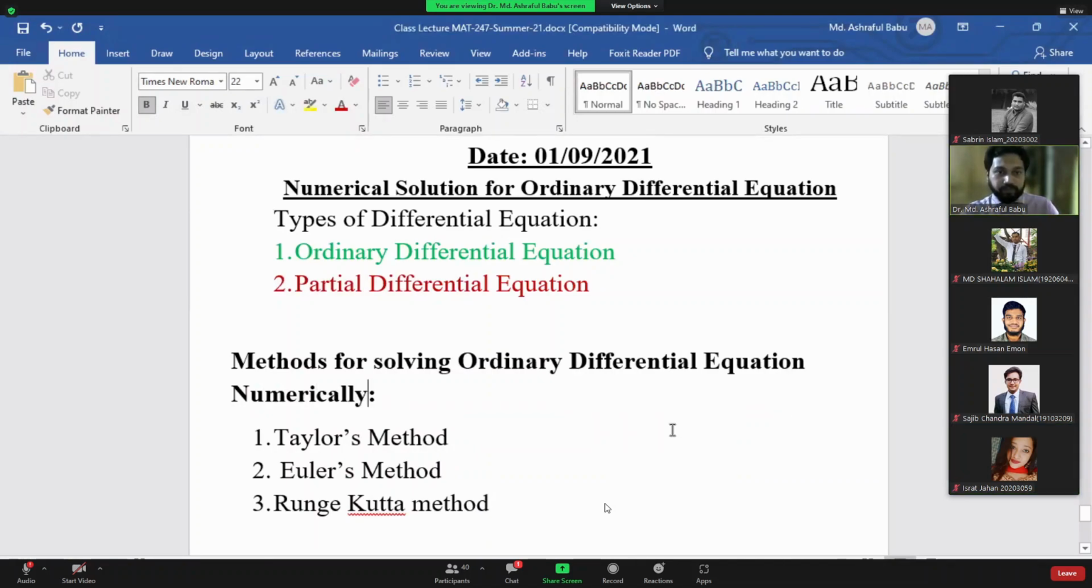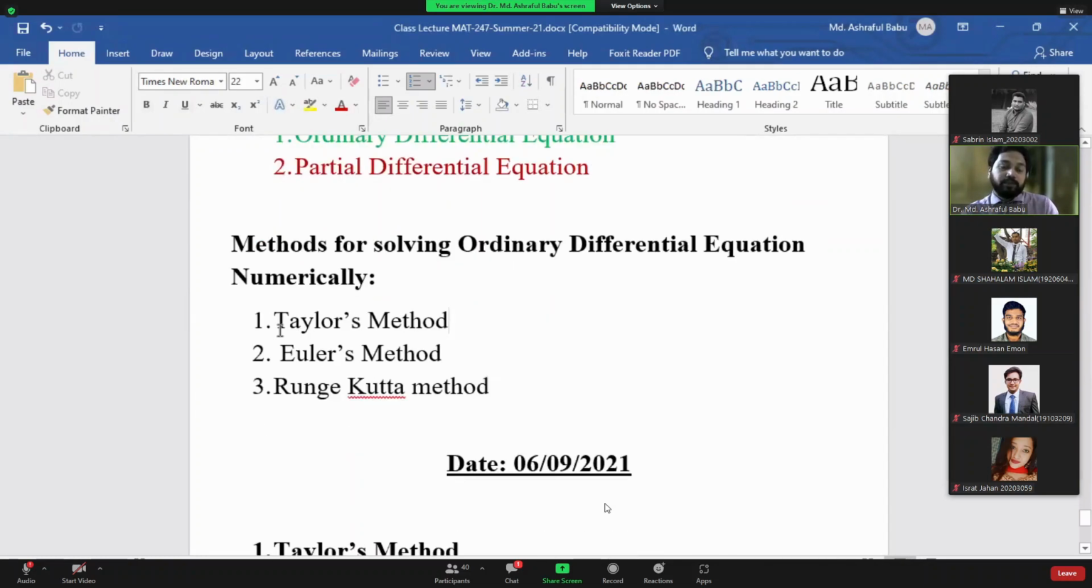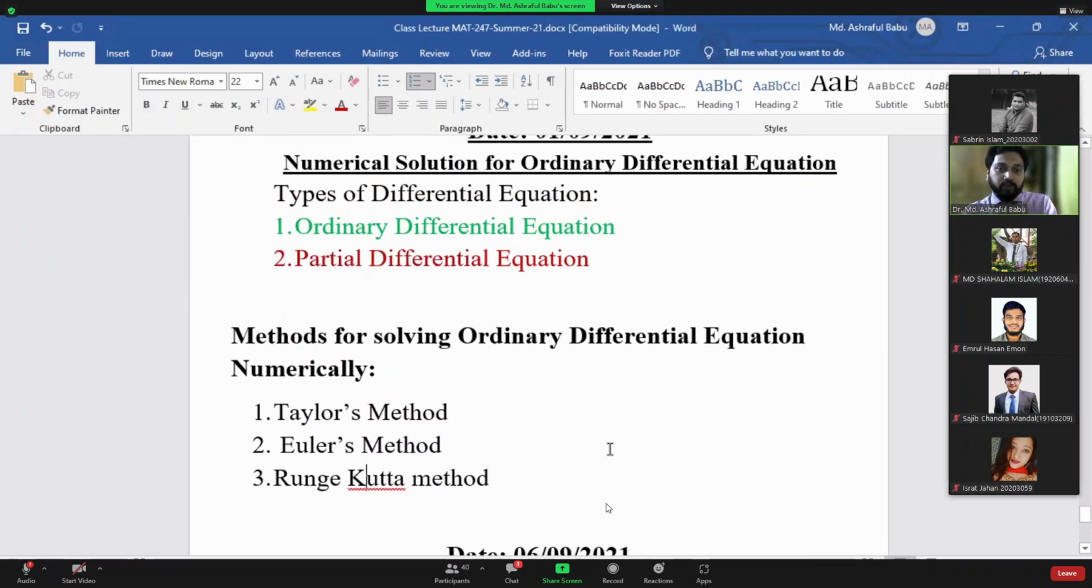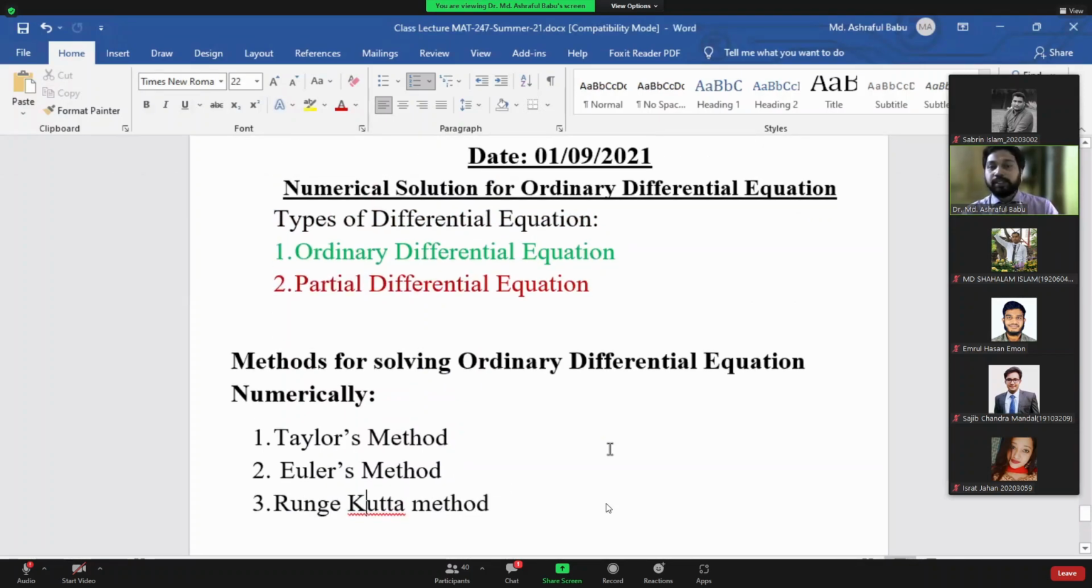So how can we solve the differential equation numerically? Which method do we have to use? There are many methods, but I'll discuss in this course only three methods: Taylor's method, Euler's method, and Runge-Kutta method. Okay, so something I changed in here. First of all, you need to understand the change.